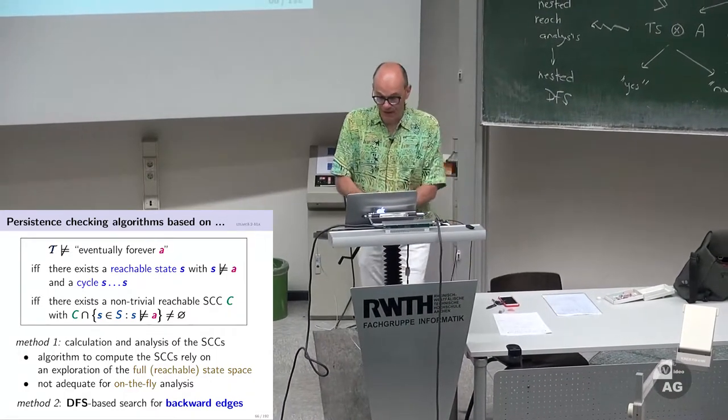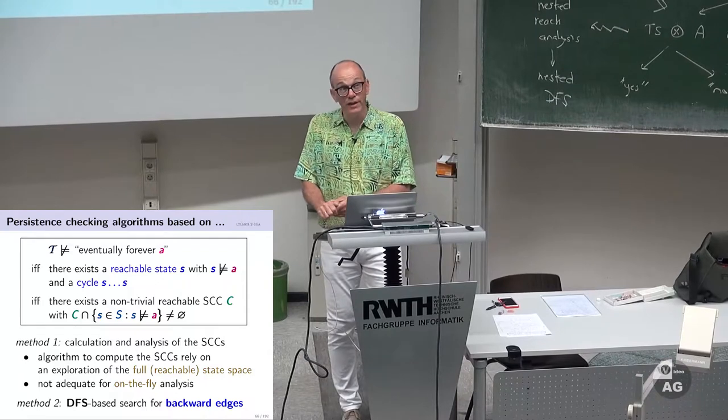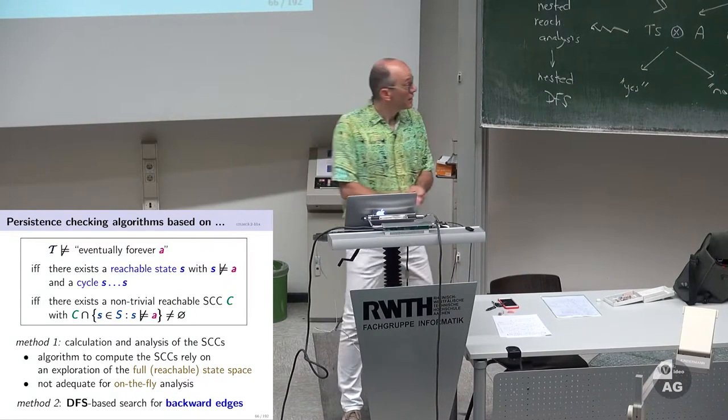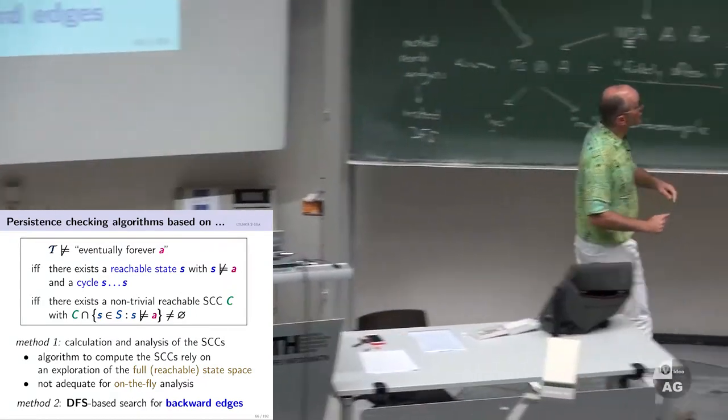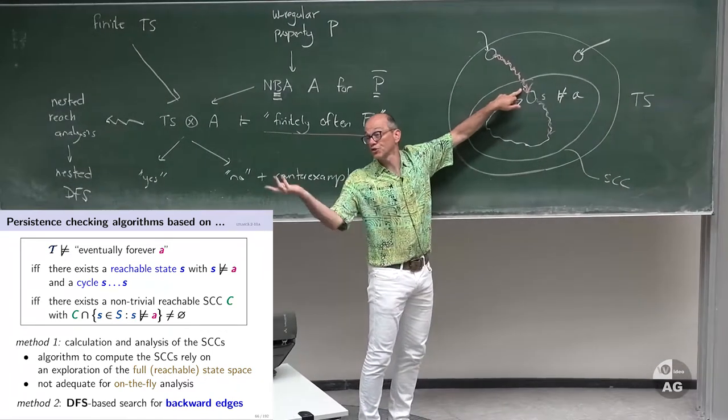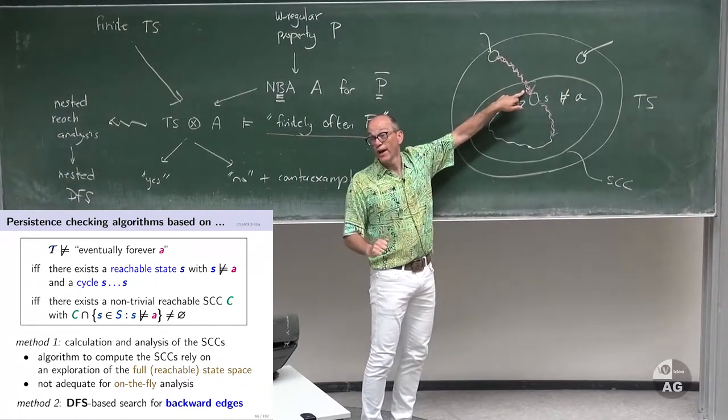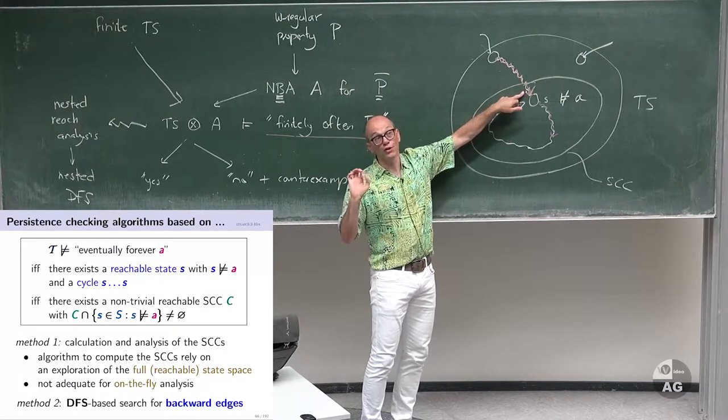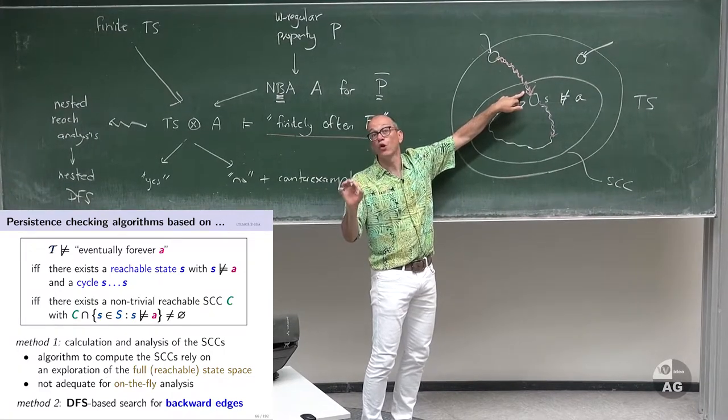Good. If you do this naively, then in the worst case, the orange one has to explore the whole state space. For every state that you explore during the orange depth-first search, you also have to do the purple depth-first search.